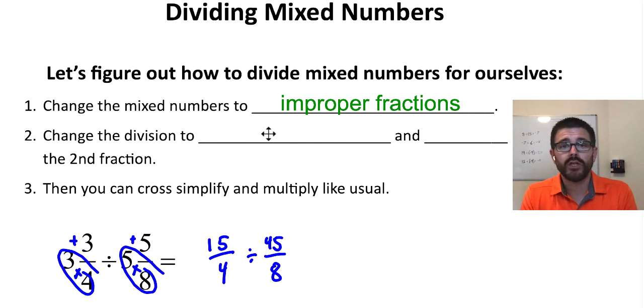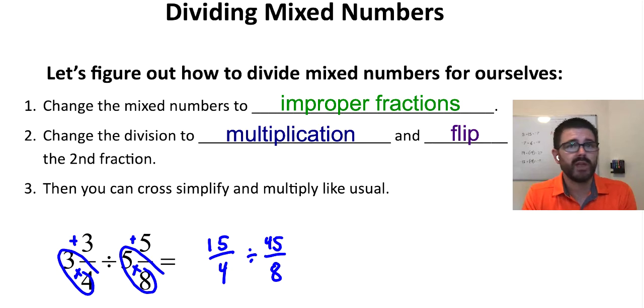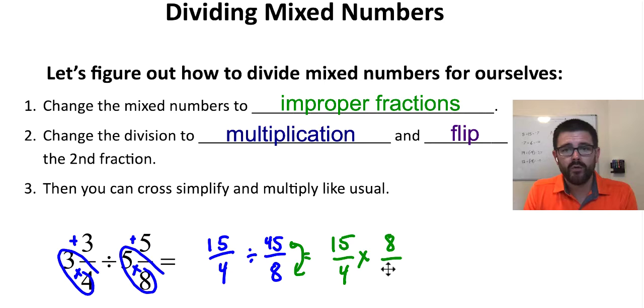So now we're going to change the division to multiplication and flip the second fraction. Remember, that's how we rewrite our division problems. So I'm going to rewrite it. First fraction stays the same. Division becomes multiplication. And now I flip that second fraction. So it becomes 8/45.